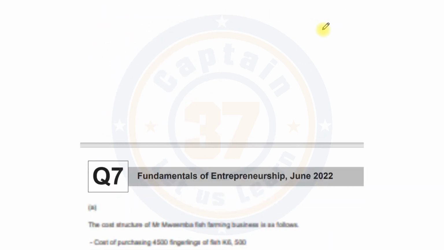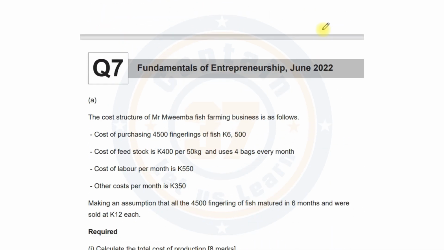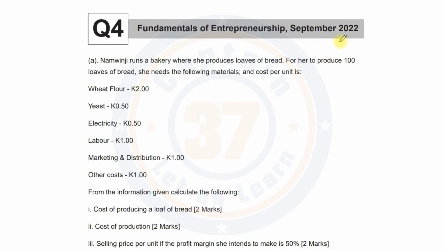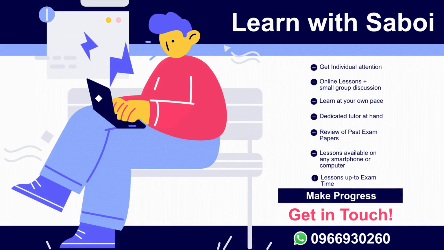I'm also going to take you through this one, which was question number 7, which appeared in the June 2022 exams, Fundamentals of Entrepreneurship, Calculations. And the third one appeared in the September 2022 for the subject Fundamentals of Entrepreneurship, question number 4, Calculations. So we can summarize this particular video to be Calculations in Fundamentals of Entrepreneurship 2022.